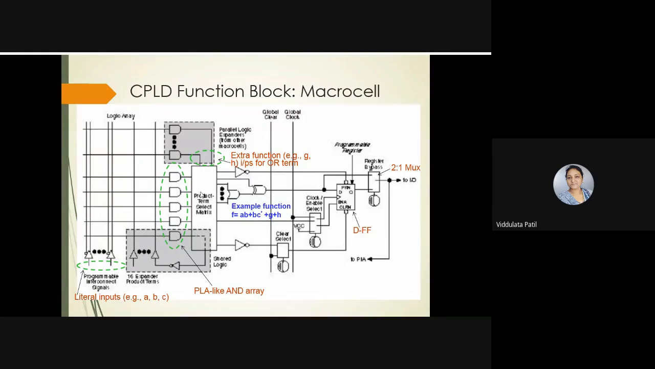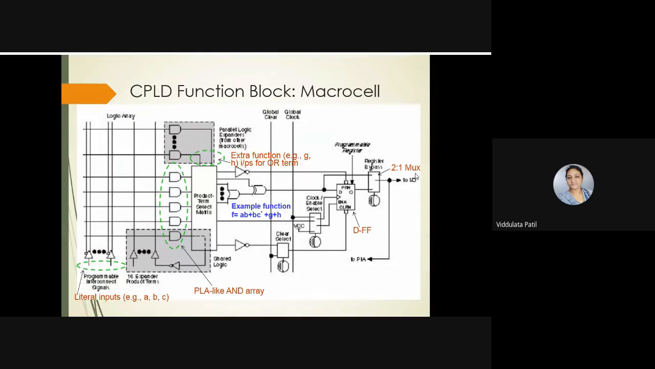Now the output of these product terms is given to the OR array, and then the output of this OR array is connected to the macro cells. Depending on the application, whether we are designing a combinational circuit or a sequential circuit, this output of the OR array will be connected to the flip-flop, or it will be bypassed and directly given to the multiplexer.